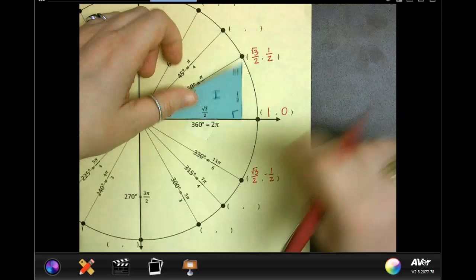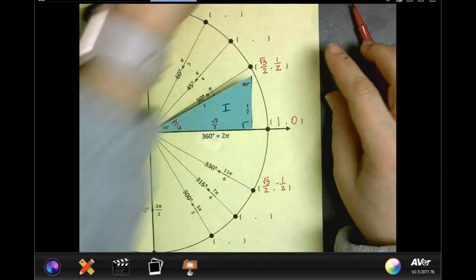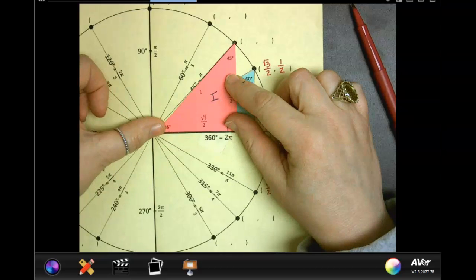Okay, so now let's take your Roman numeral 1 pink triangle, and you're going to set it down right on top of the green one. Make sure the green one's flipped up.